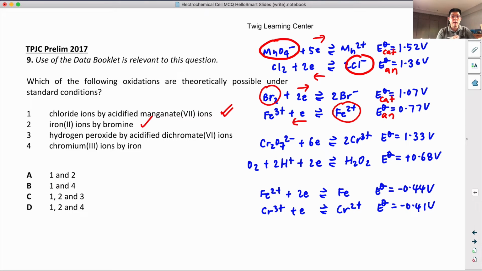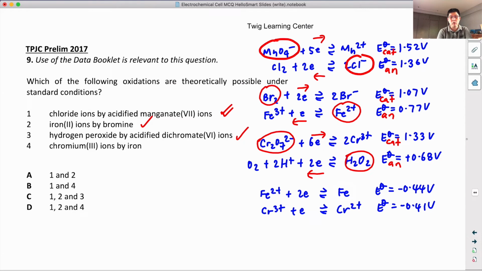Okay, hydrogen peroxide with dichromate. For dichromate, there's only one equation you can pick, which is on the left hand side. So this will definitely undergo reduction. We have to pick the hydrogen peroxide on the right hand side, so you have to pick this one here. So this one will undergo oxidation. And definitely this is my E cathode and this is my E anode. So my E cathode minus my E anode again will be positive. So this is definitely possible.